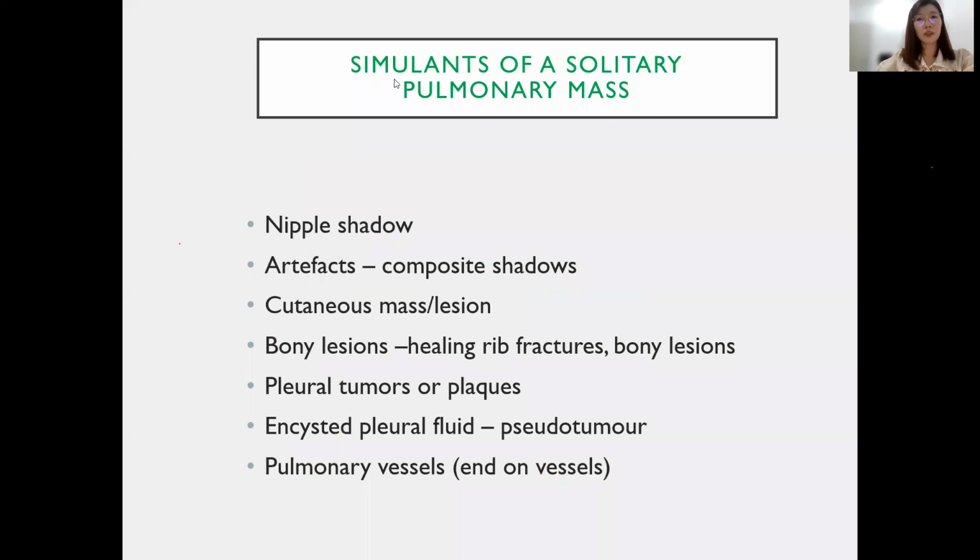So simulants of a solitary nodule or mass include nipple shadow. This is very common, I see it every day. An artifact like a composite shadow can show some nodule, but actually nothing is there. Or a cutaneous lesion, or soft tissue or bony lesion. A healing rib fracture will show a nodular appearance, but actually it's just callus formation. Or pleural tumor or plaque can look like a nodule on X-ray as well. An encysted pleural fluid, we call it pseudotumor, or a pulmonary vessel, end-on vessel, can also show as a lung nodule on X-ray.